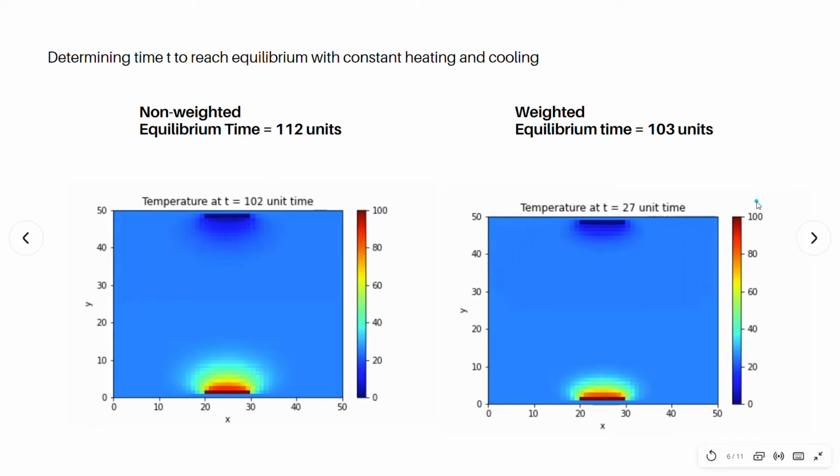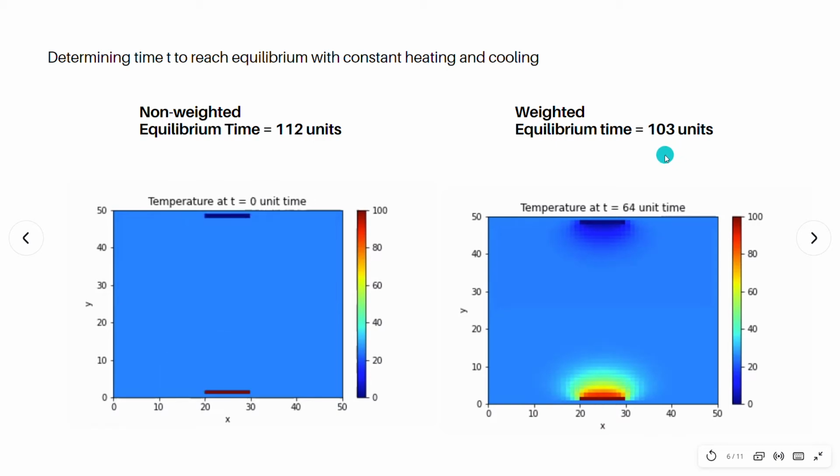Now we have run the simulation for different values. Here we have assumed the hot site and cold site to be from x equal to 20 to x equal to 30. The hot site is located at y equal to 0, while the cold site is located at y equal to 50. So here we have got these simulation results. Now, in the weighted case, we have obtained the equilibrium time as 103 units.